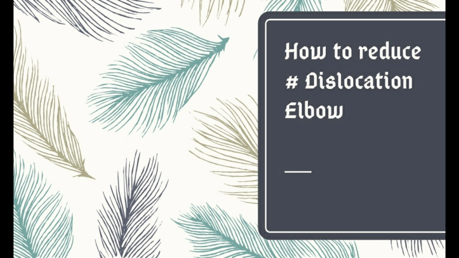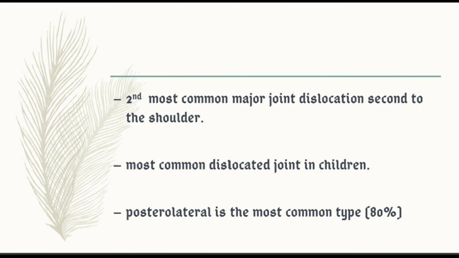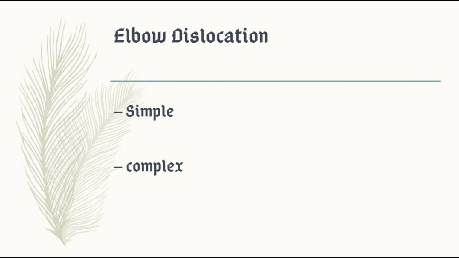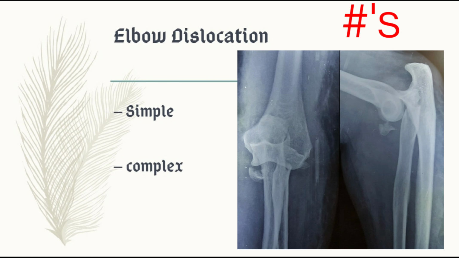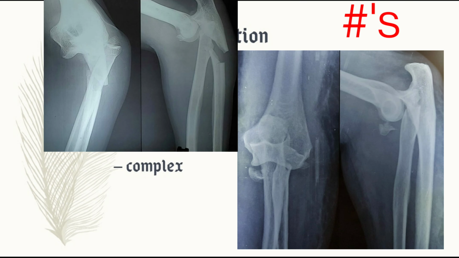Today we are going to learn how to reduce a fracture dislocation of the elbow. Elbow dislocations are the second most common major dislocation, second to the shoulder joint. It is the most commonly dislocated joint in children, and posterolateral dislocation is the most common type in 80% of the patients. Now, elbow dislocations can be classified as either simple, in which there is no fracture, or complex elbow dislocations, in which there is associated fractures.